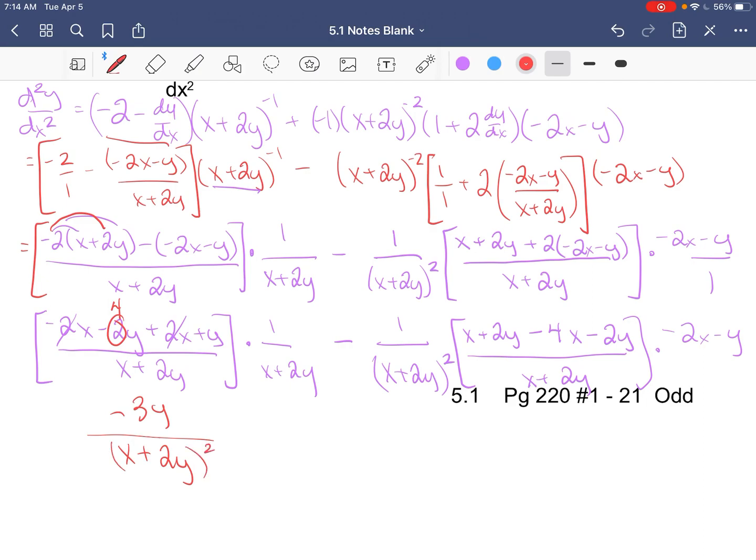So we can say x plus 2y squared, minus, and I'm going to simplify in our square brackets. So x minus 4x is negative 3x, 2y minus 2y goes away. We've got multiplying these two, which would leave us with x plus 2y squared times our numerator, minus, ooh, this should be cubed, sorry, negative 2x minus y.